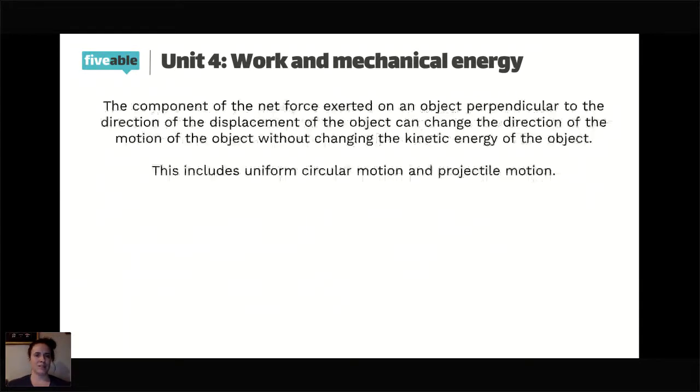Okay. The component of the net force exerted on an object perpendicular to the direction of the displacement of the object can change the direction of the motion of the object without changing the kinetic energy of the object. The most important example of this is uniform circular motion. If I have a planet and a moon orbiting it, my velocity and therefore my displacement is always going to be tangential to that circular orbit, right?